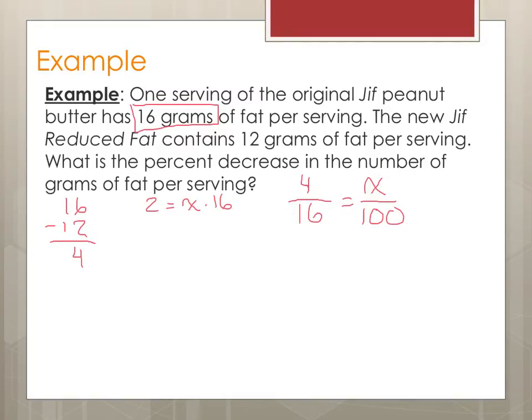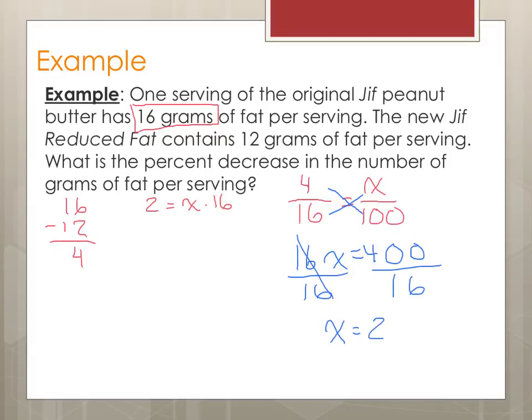The first thing that we're going to do is find the cross products. Well, here we'll have 16x equals 4 times 100, which is 400. And then 400 divided by 16, and 16 divided by 16. The 16s will cancel, and we'll get x equals 25%. And remember, when we use that proportion method, there's no need to convert that from a decimal to a percent. It's already being solved as a percent. So the percent decrease here was 25%.